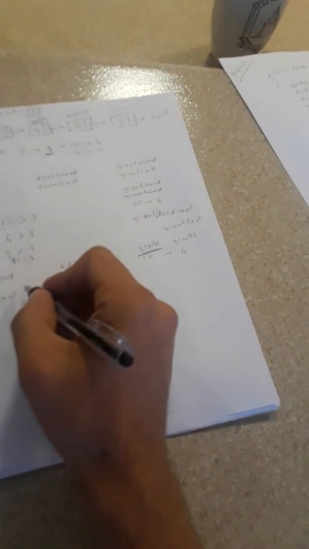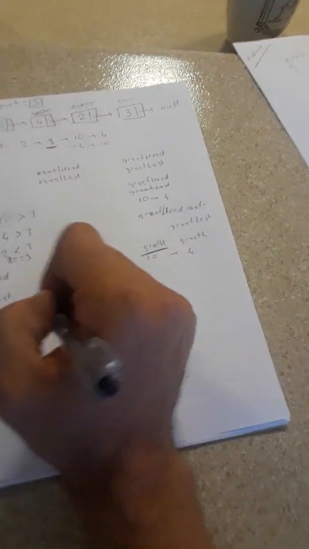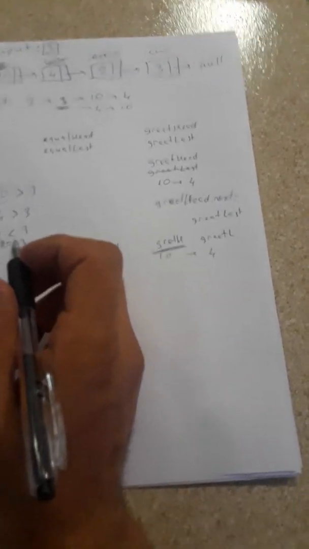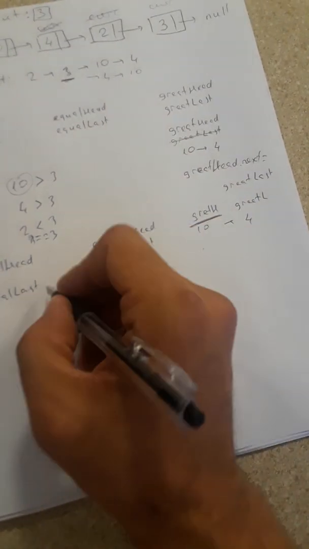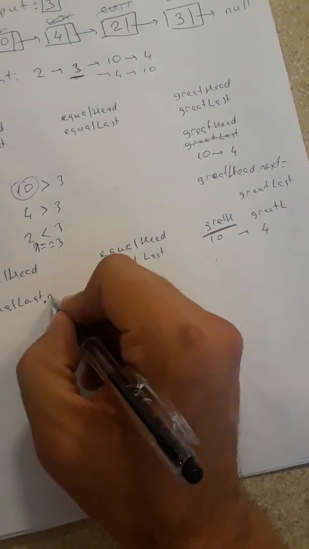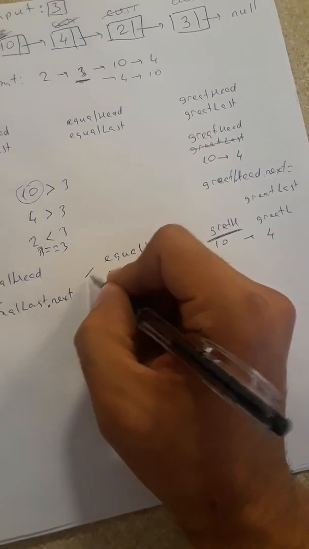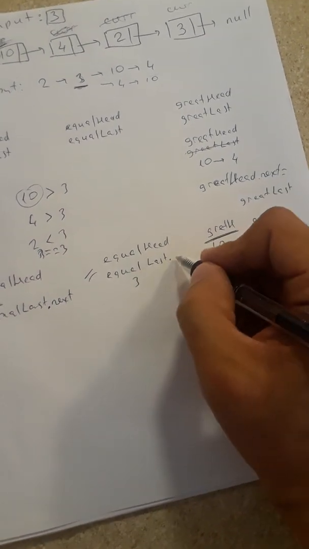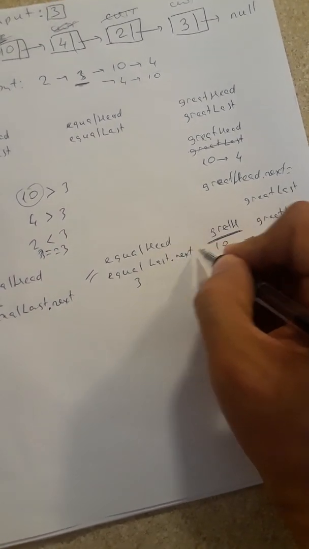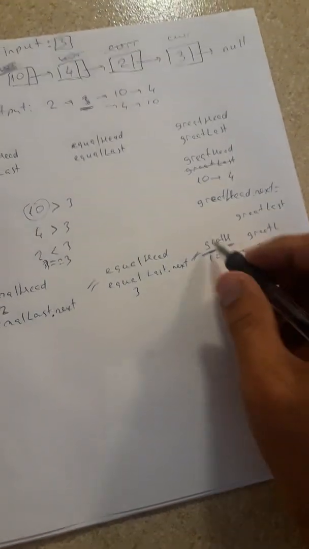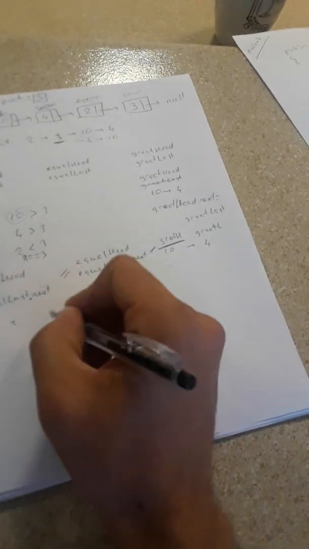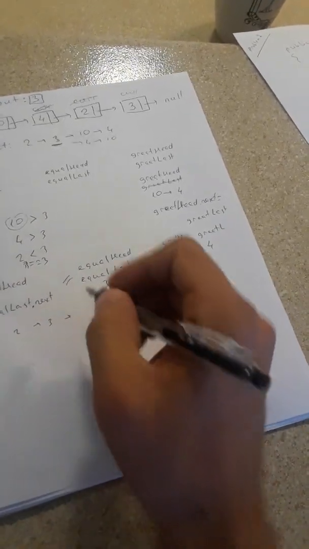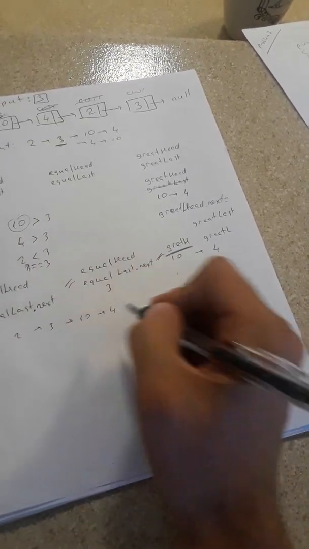So at the end we will just connect all those nodes. We will make small last next equal to equal head, and equal last next will be equal to grade head. So at the end we will have such a linked list.